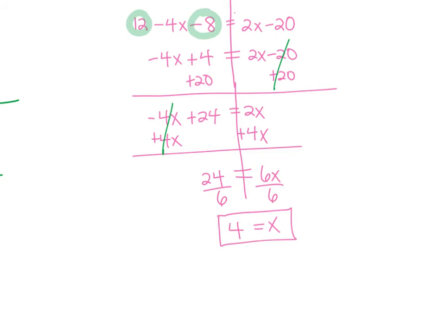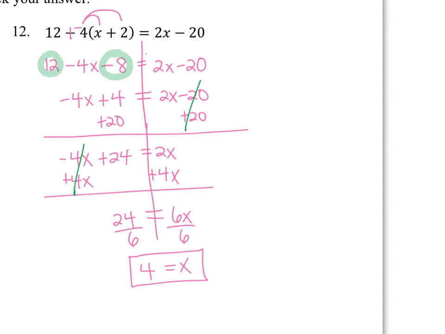So now we want to check that answer as well. So be careful when we check here. Check into the very original, not after you distributed. So it's 12 minus, because that original one had minus 4, and then our x, which we're saying is 4, plus 2. Is that really equal to 2 times 4 minus 20?